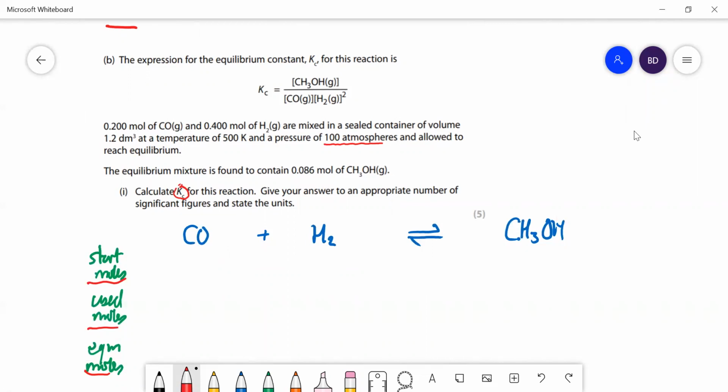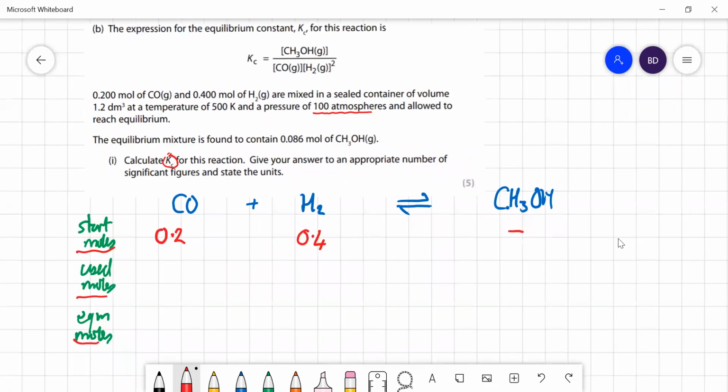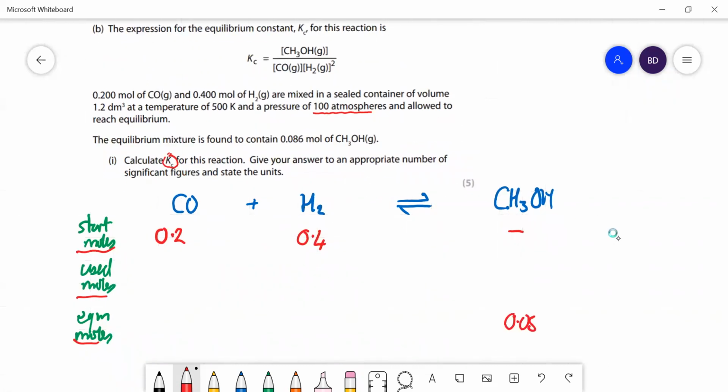Right, so we start off with 0.2 of carbon monoxide, 0.4 of hydrogen, and no methanol. At equilibrium, we find there is 0.086 of methanol. That means we must have used up 0.086 of carbon monoxide. So how much have we got left? 0.2 minus 0.086, that's equal to 0.114.